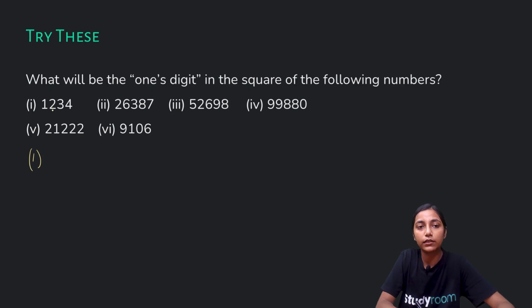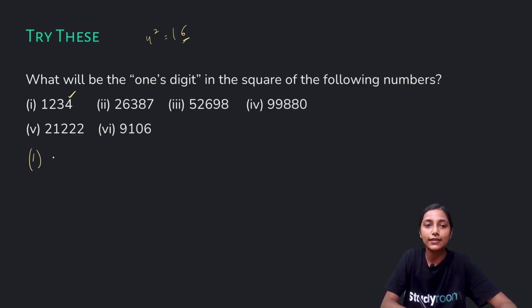See, here we have 1234. A number is 1234. Its square will end with this digit. You can see, just focus on the digit at the units place. Since it has 4, 4 square is 16. That means its square ends with 6. So the same digit will be present at the units place for the whole number's square. Therefore, the number at the ones digit for the square of this number will be 6.